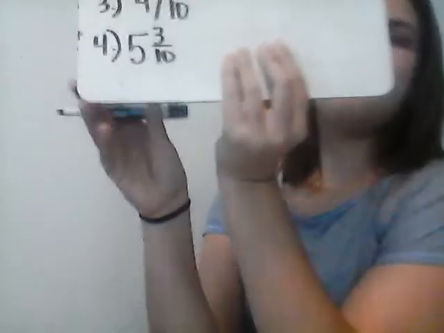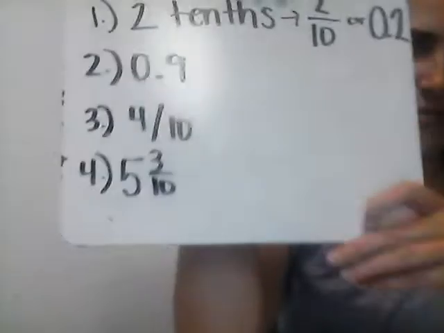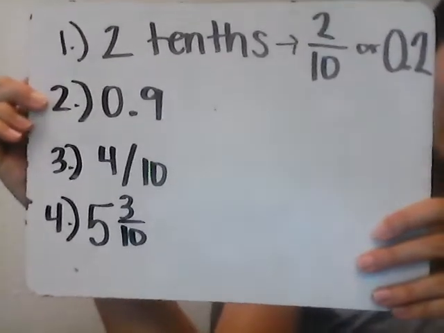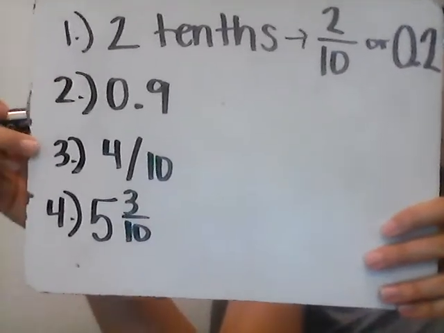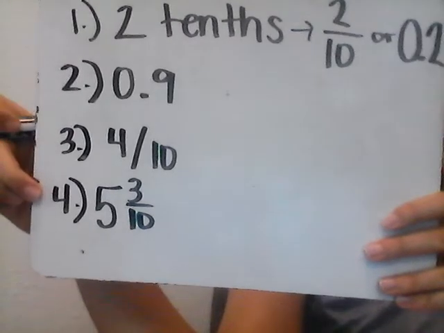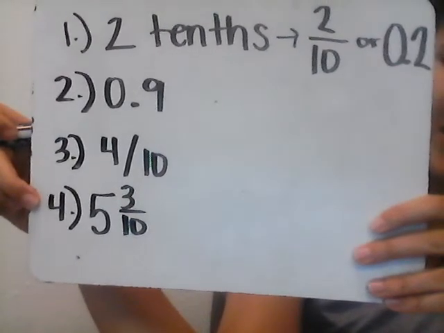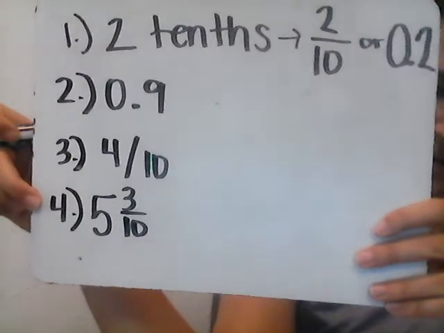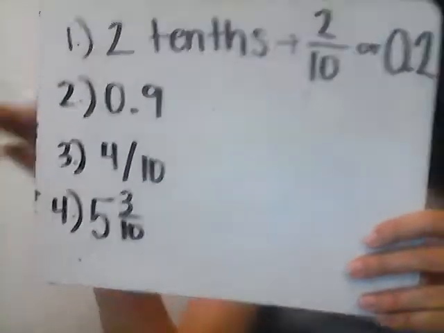So here's numbers 2, 3, and 4. Please write 2 other ways to represent 9/10, 2 other ways to represent 4/10, and 2 other ways to represent 5 and 3/10. Alrighty, you guys. So you may want to pause the video to answer those problems. I will put the answers in the description box below.